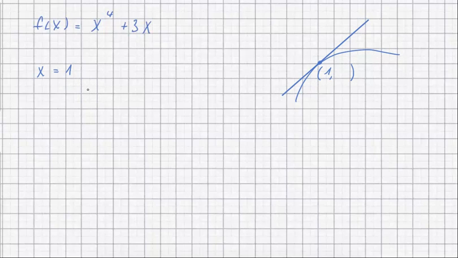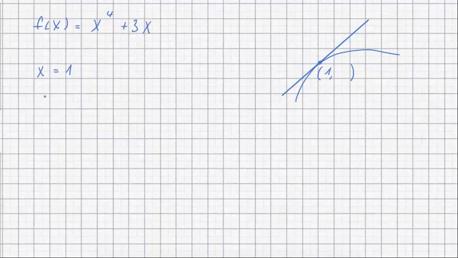So, can you read the question? Find the point of tangency and the slope of the tangent. Okay, so what is the point of tangency? We need to find the y. Yeah, how can we find the y? We plug in the x.